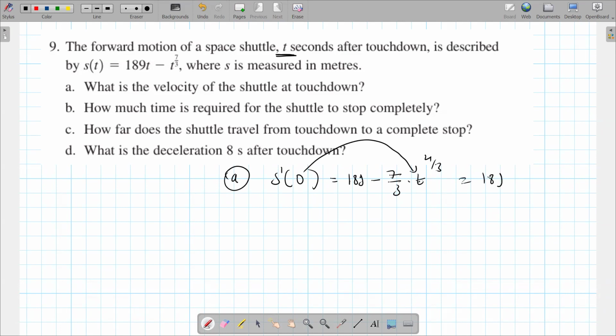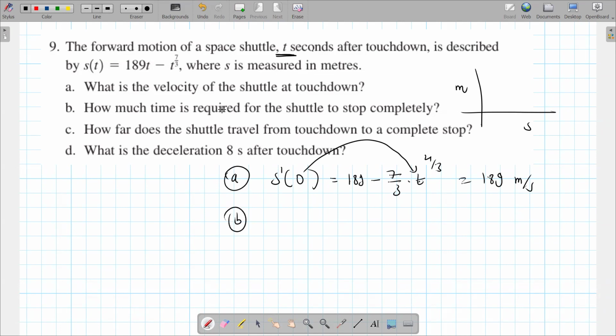So it's going to be 189. What's the unit? Remember, it's the slope of the distance or displacement function. Seconds is the x-axis run. On the y-axis, we have height in meters. Meters over second. Meters per second. Done.